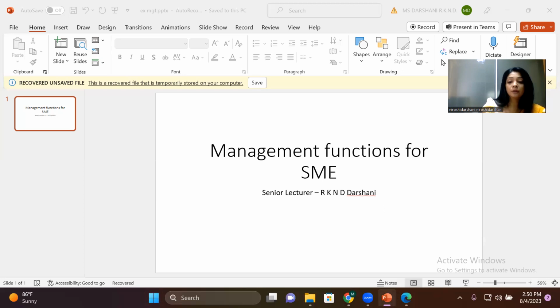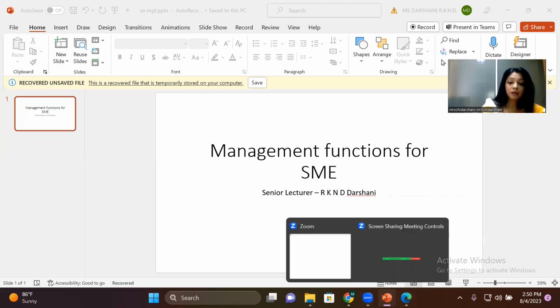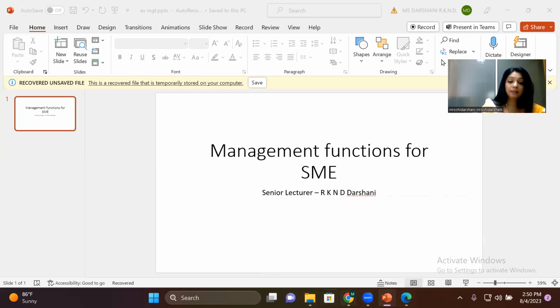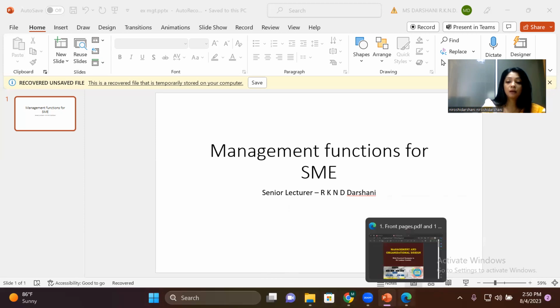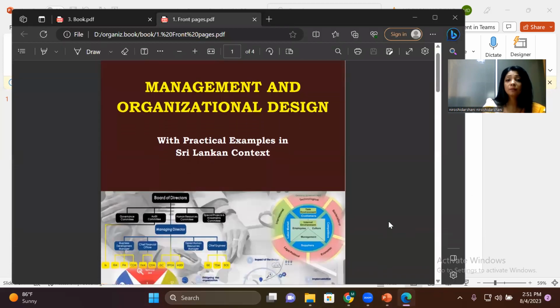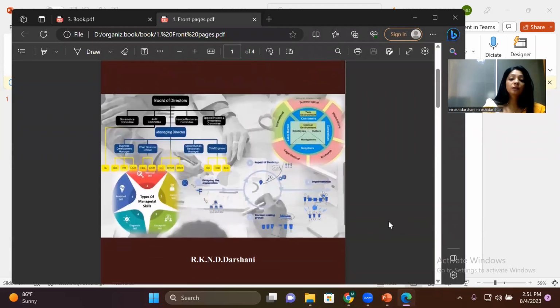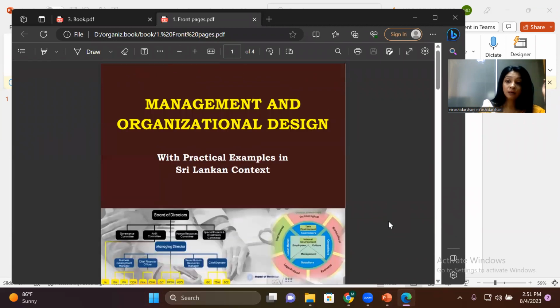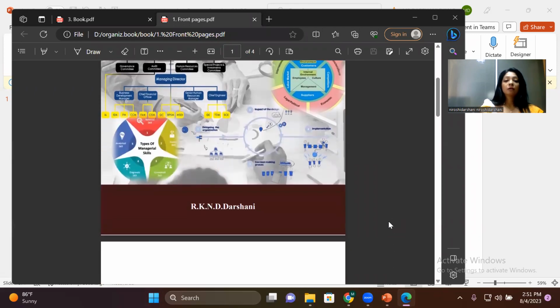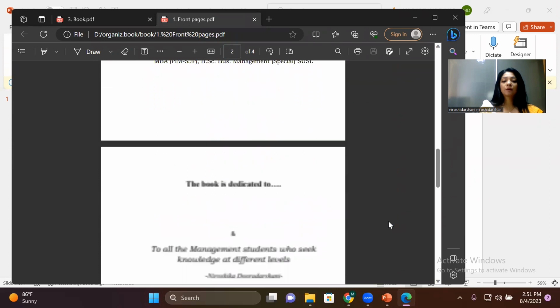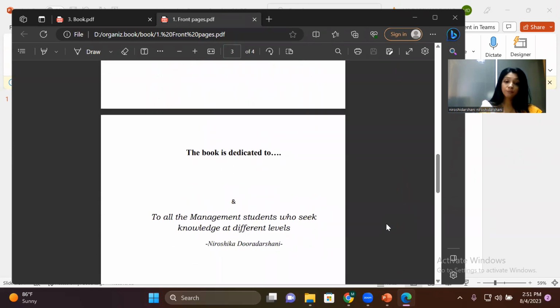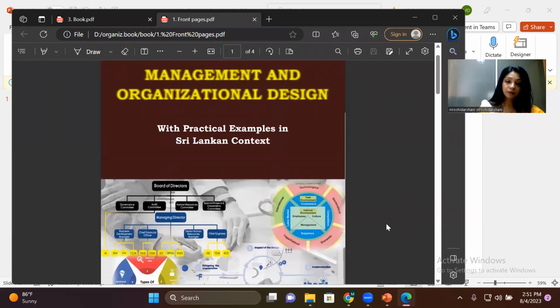So I'm going to use a book to explain our topic, what we are talking about. So this is the book that I will be using. Actually, this book was written by me, Management and Organizational Design. From this book, I'm going to teach you what the management functions are.